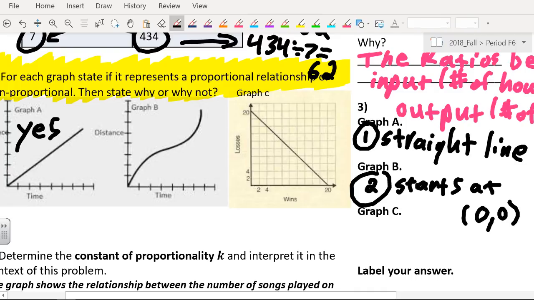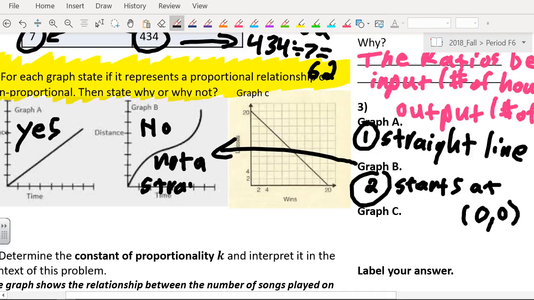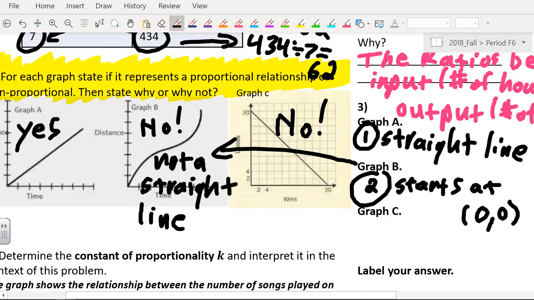Okay. So graph B, is this a proportional relationship? No. And why not? Because it's not in a straight line. All right, so I'm going to write the answer here because my pen is big. So, no, not a straight line. Okay, what about graph C? No. Why not? Because it's not starting at 0.